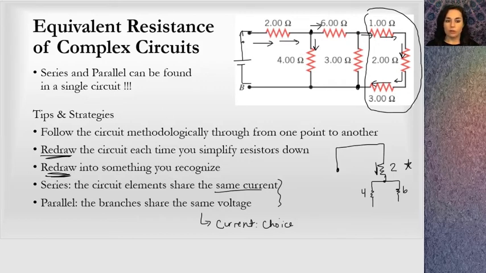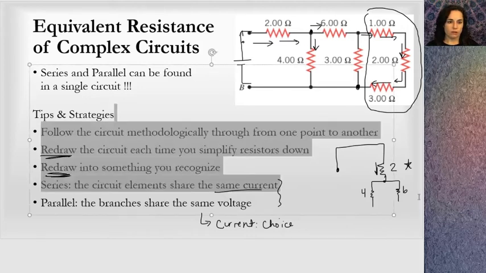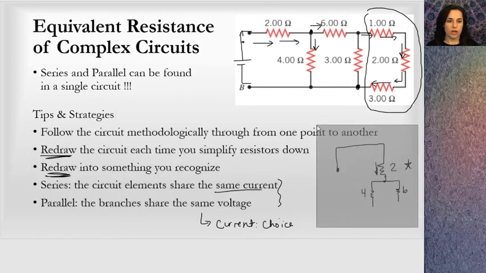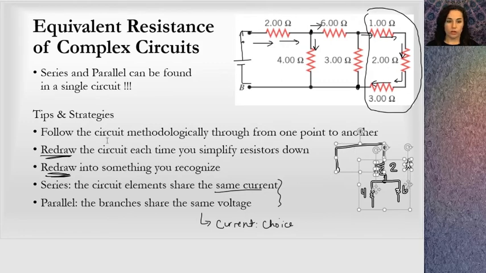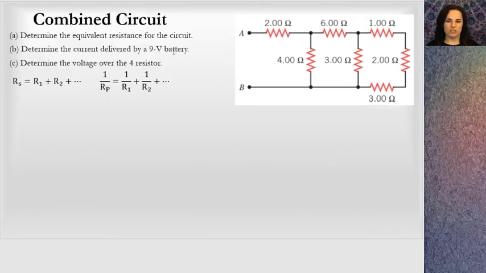So what I'm going to do is continue, and maybe I'll just grab this part of the slide right here and continue analyzing this circuit because that's my next problem. It says determine the equivalent resistance for the circuit, determine the current delivered by a 9-volt battery if we put a 9-volt battery in there, and determine the voltage over the 4-ohm resistor. So we have a couple of things to do here.